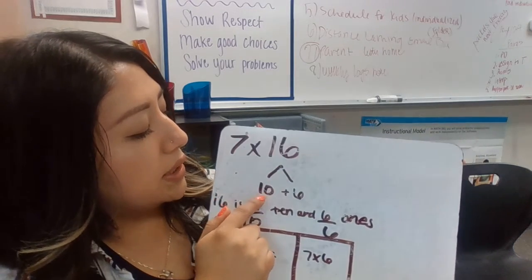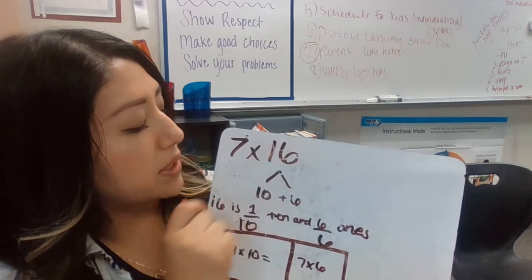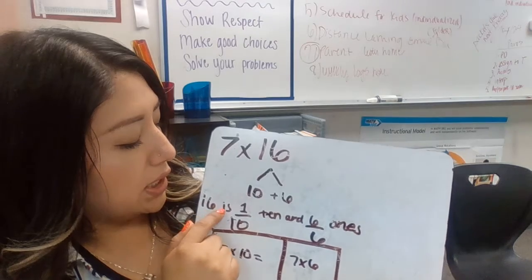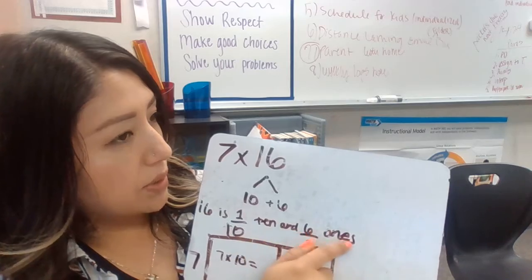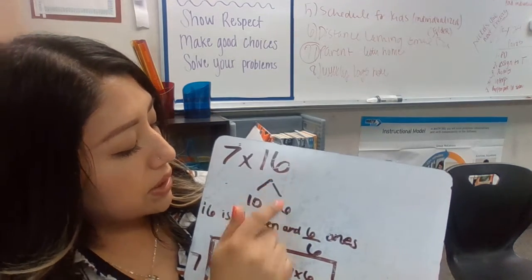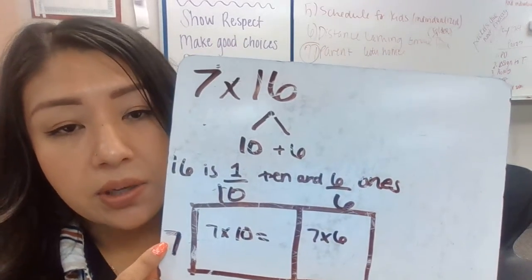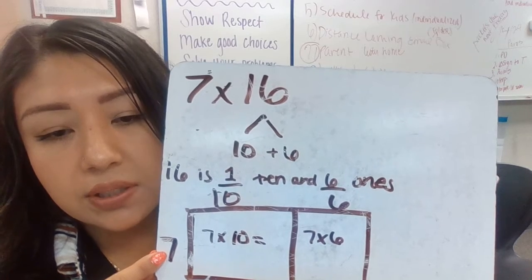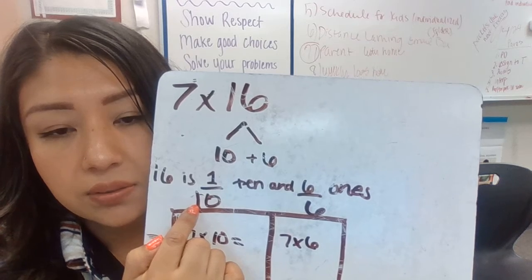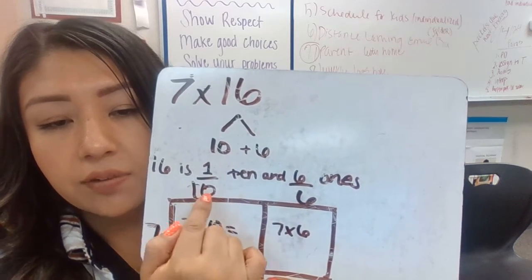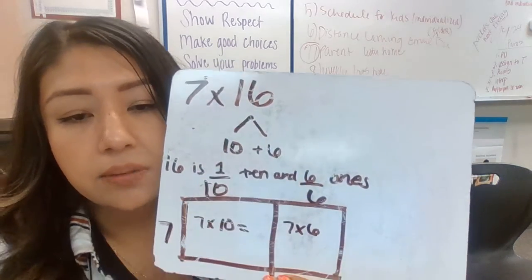We broke down the 16 into 10 plus 6. So 10 plus 6 gives us 16, right? It says 16 is 1 ten because we have a 1 in the tens value, and 6 ones, we have 6 ones in the ones value. And then we have a rectangle here. And we are multiplying by 7. So the 7 is on this side. And we are multiplying by 16. So I wrote in my 1 ten and my 6 ones. And if we had an imaginary plus here, 10 plus 6 gives us our 16.